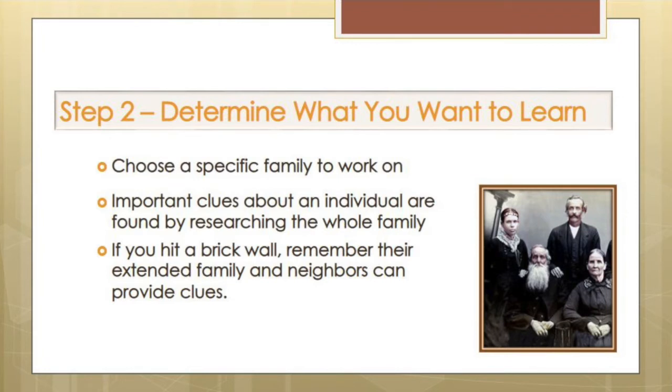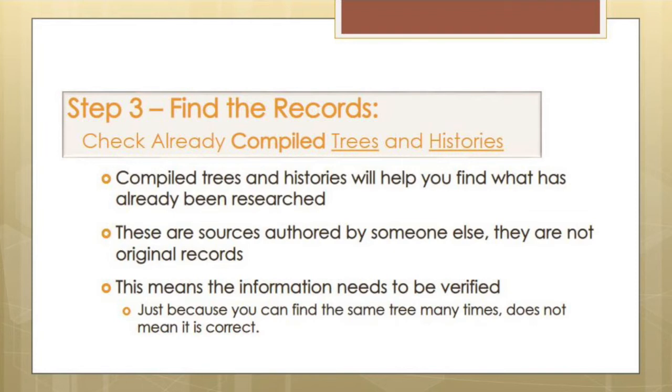Step 3 is to find the records. The first place to start is to find what has already been compiled by other researchers. Other people's trees and histories can provide important clues on your family. But remember, these sources were written by someone else, so you need to verify any information you find. For example, just because you find the same tree published many times on the internet does not necessarily mean that the tree is correct.